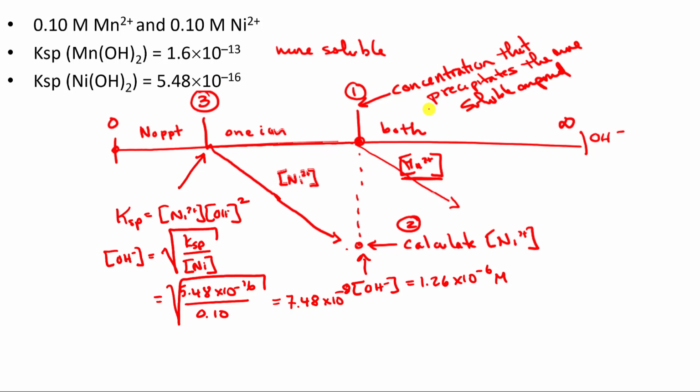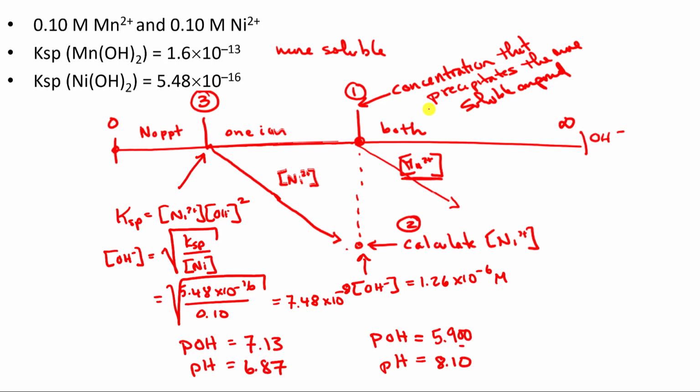and then we'll have our pH range in which the separation takes place. Okay, so I did the calculation, and what you find is the pOH is 7.13 and 5.90, and then the pH is 6.87 to 8.10.